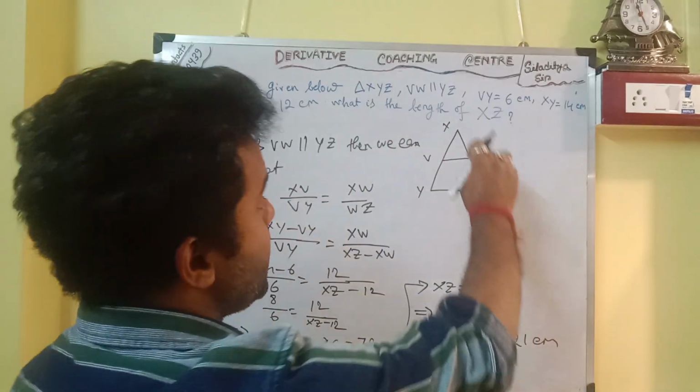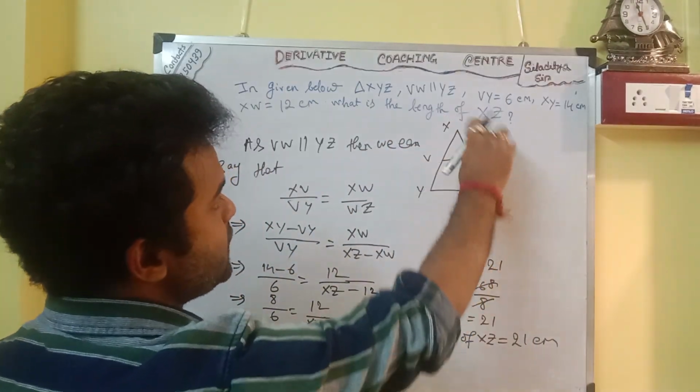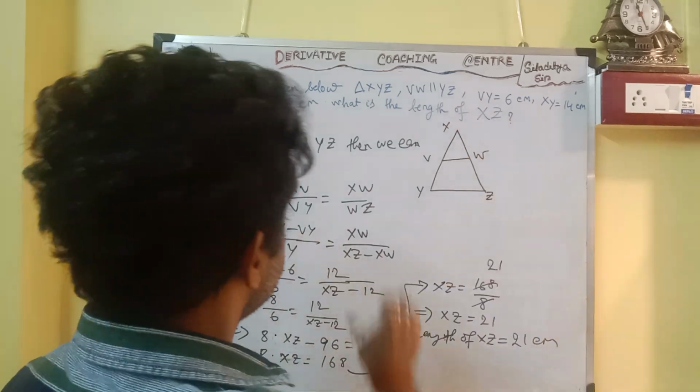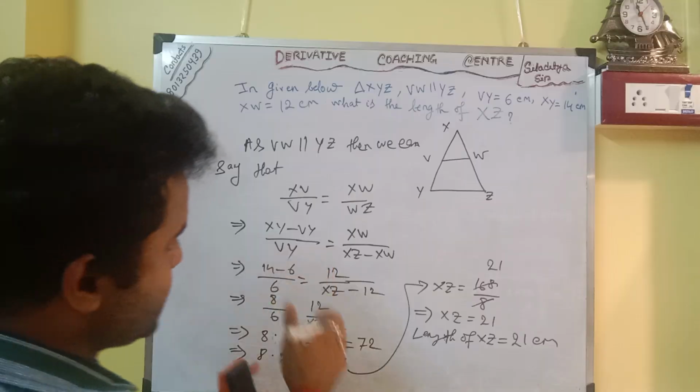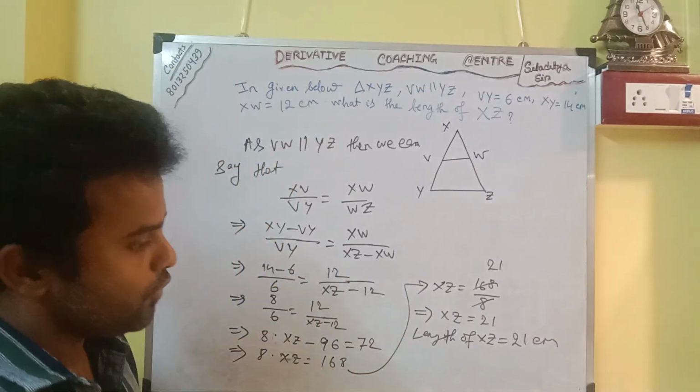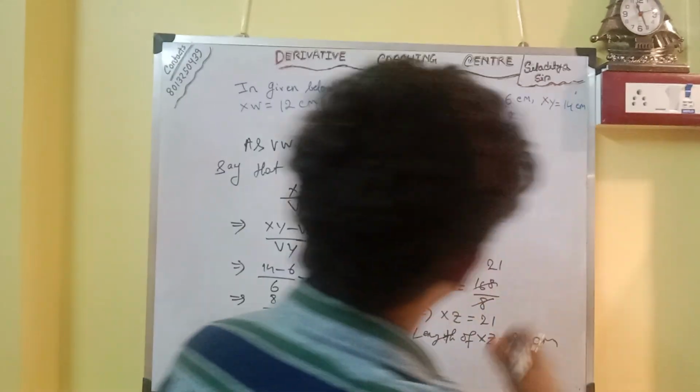That means XV by VY equals XW by WZ. That is the main concept. From this concept we can solve this kind of problem. So now we are going to solve the next question. Look at the board.